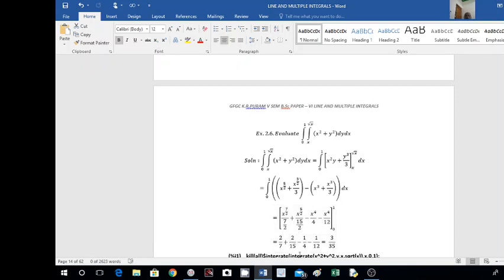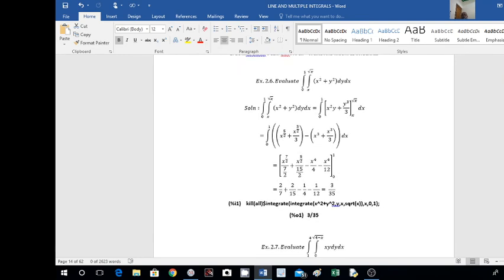Minus this is 1 by 4. Minus this is 1 by 12. And if we simplify this one, then after simplification, I think we get it is equal to 3 by 35. Again, let me check this with Maxima.